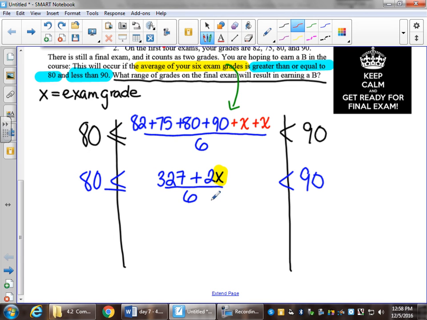Ask ourselves, how do we undo what's happening right now? This entire piece is being divided by 6. So to undo that, we are actually going to multiply this entire compound inequality by 6. You can either show giant brackets with a 6 outside, or you can show this.